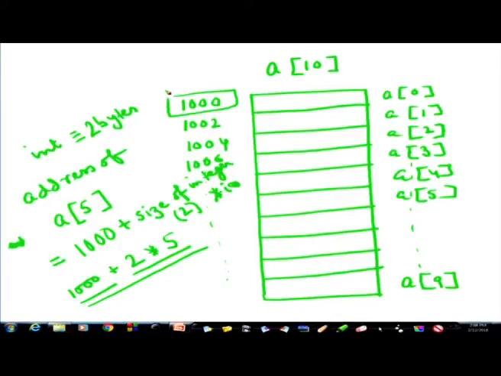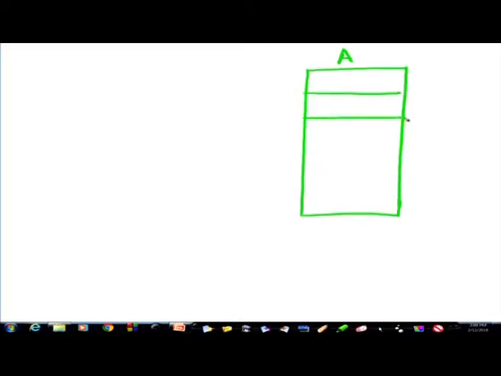Therefore, it is good enough to establish the correspondence between the name of the array and the starting point of the array. What I mean by that is, again I draw this. Now, I name the array differently A, and suppose it has got 5 elements, all right.